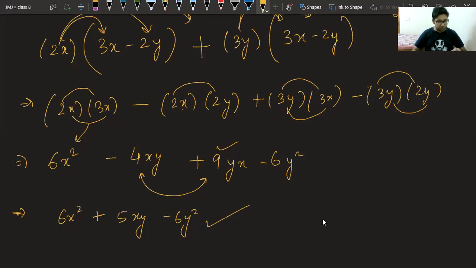If it is clear, I will give you another question so that this concept is clear to you. Okay, I'm giving you another question. Try this one and this time solve it properly. I know you can do it.